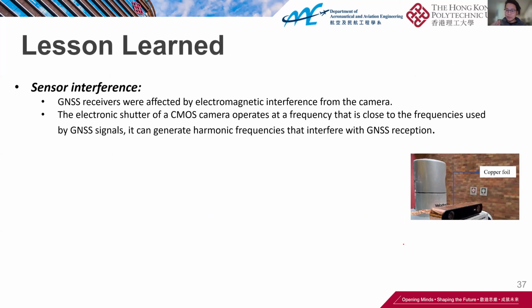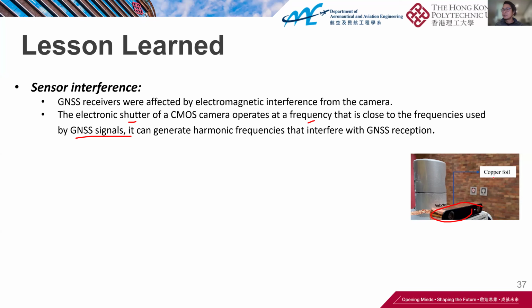Then I want to share a few additional pages on lessons learned. When we were trying to collect this dataset, we realized a very interesting challenge. We put this stereo camera here. The electronic shutter of these CMOS cameras sometimes operates at a frequency very close to that used by the GNSS signal. So there were many times we went out to collect data and came back, and our SPAN system had died. We didn't receive any signal at all after we drove. We realized this was the problem.